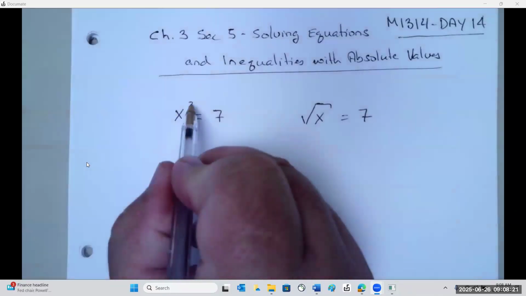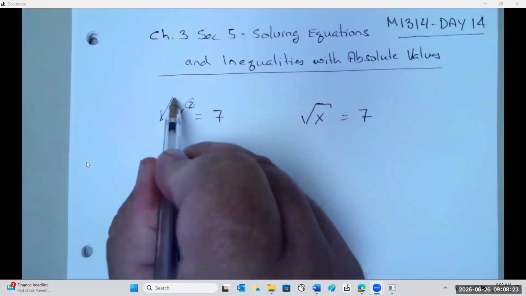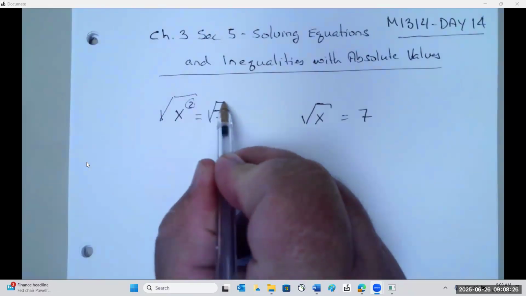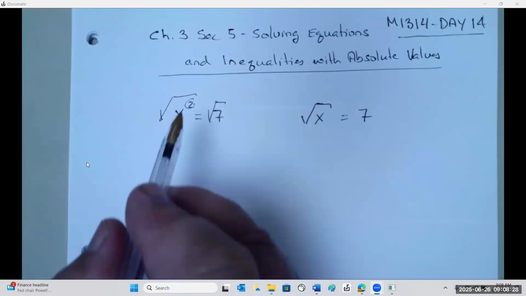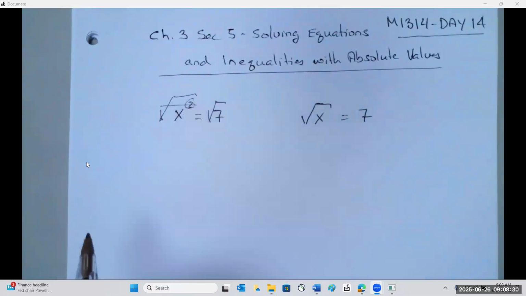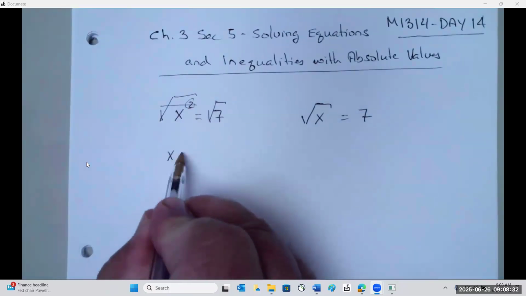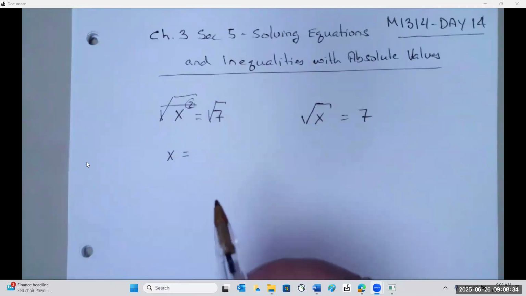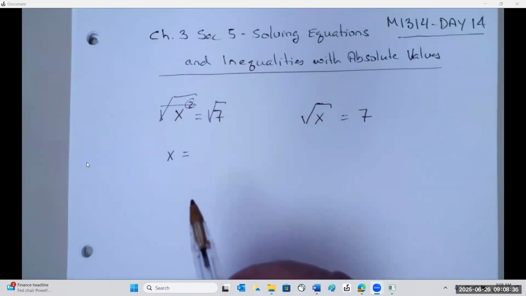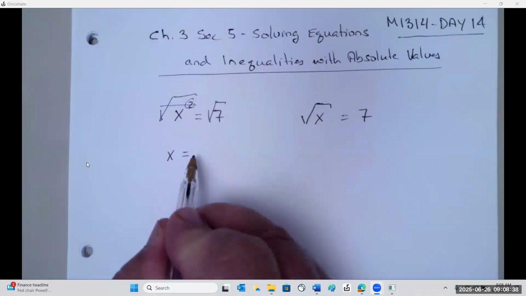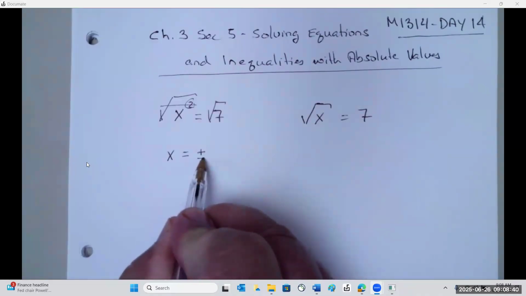The square root, because it's squared. We square root both sides. Okay, so the square root and the square cancel. So what happens on the right hand side? Oh, plus.